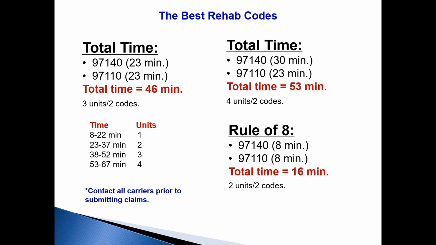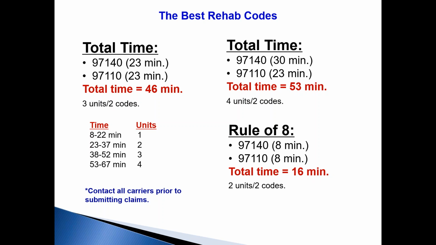At a quick glance, you would think, wait, 23 minutes, that's 2 units. And then another 23 minutes, well, that's another 2 units. I should be able to bill 4. No, you cannot do that. Now, if you get to 30 minutes of 140 and 23 minutes of 110, that totals 53, then you can do it.